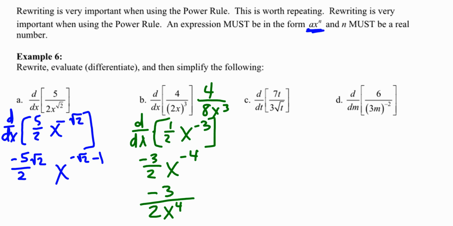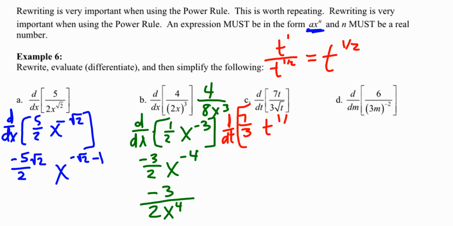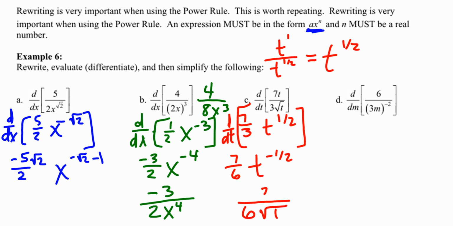The next one here, I'm going to rewrite this. Now I have t to the first over t to the 1/2. Another way to write that is t to the 1/2 power. So I have 7/3. I'm going to be taking the derivative with respect to t of 7/3 times t to the 1/2. Rewriting that makes it a lot easier. Alright, so I have 7 over 6 t to the negative 1/2. And again, if you feel like rewriting it, which you don't have to, that would be 7 over 6 times the square root of t.